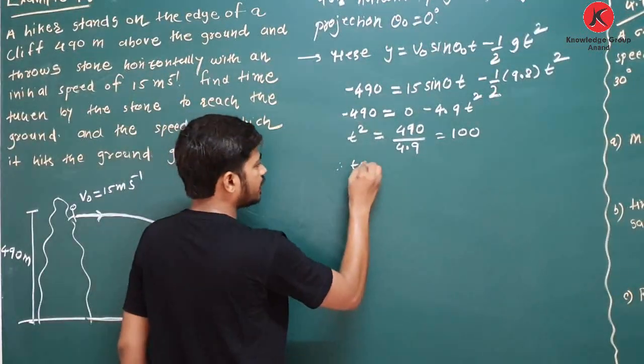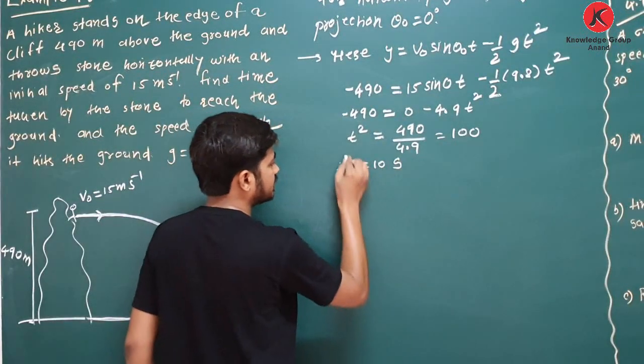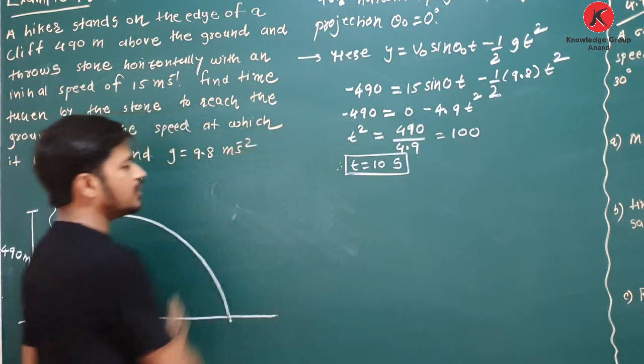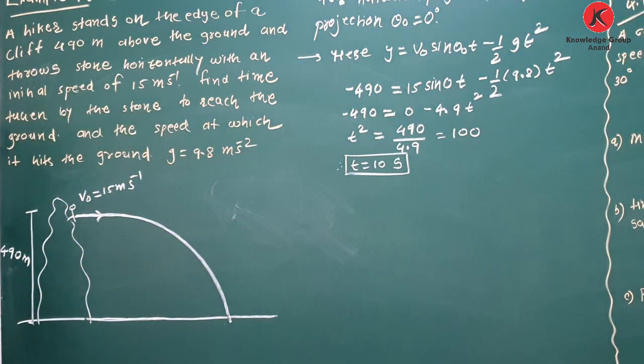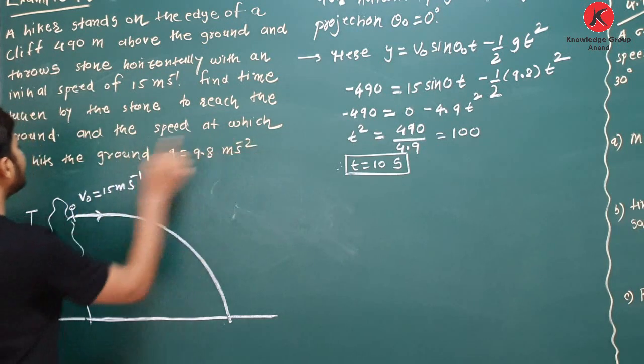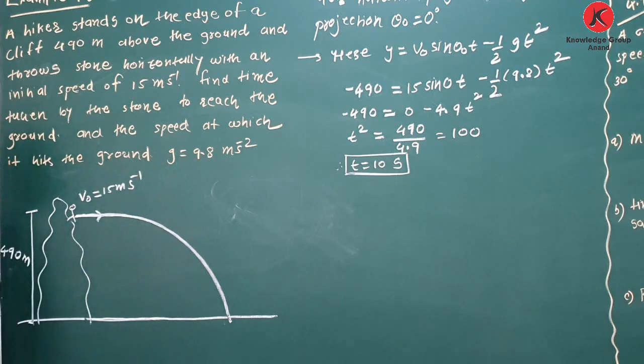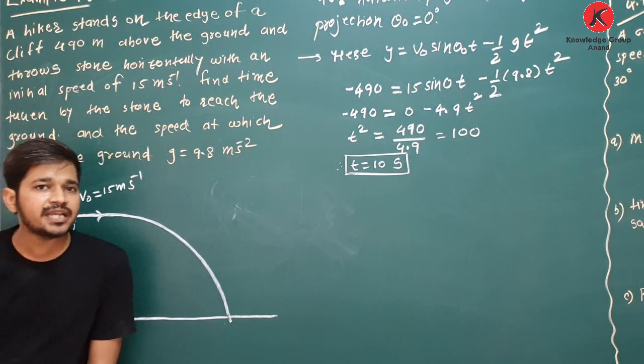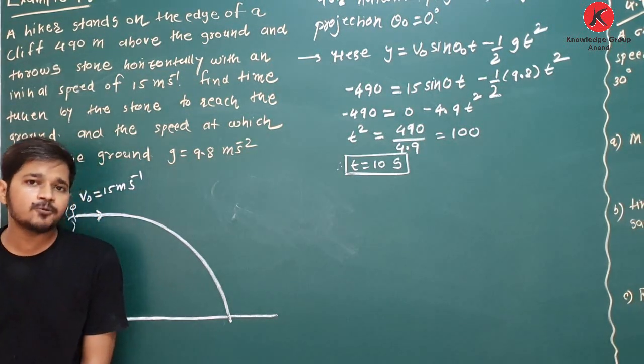And therefore, t is equal to 10 seconds. Clear about this? So it is your first answer: find the time taken by the stone to reach the ground. It is 10 seconds. Second question: the speed at which it hits the ground. You have to find the speed at which it will hit the ground.